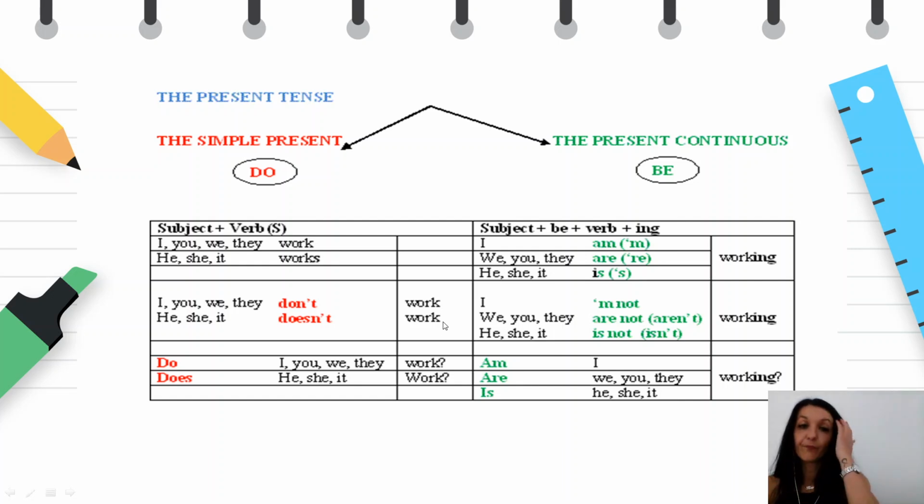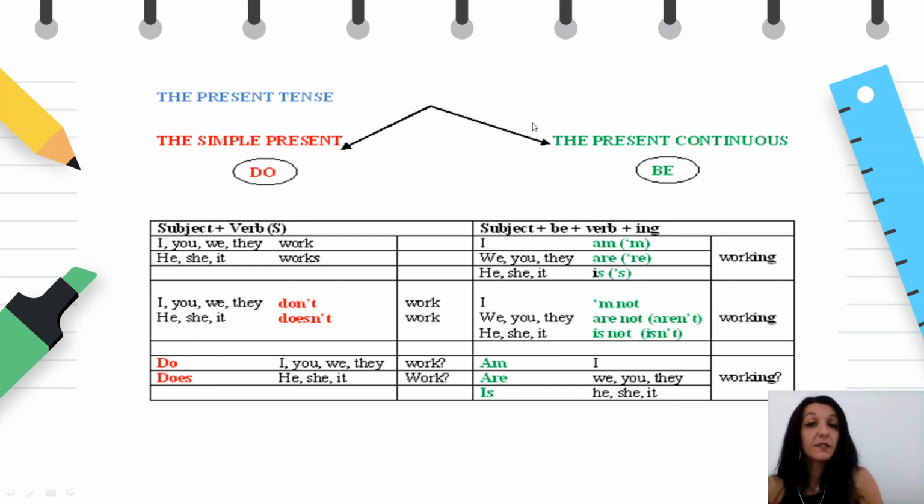When we make questions, the interrogative form, we change places of the subject and the auxiliary verb. So your questions for I, you, we, and they will start with the auxiliary do, while when it comes to the third person singular, you use does.